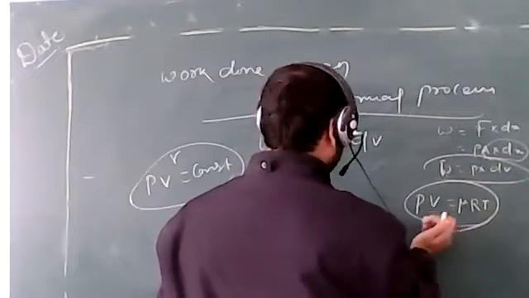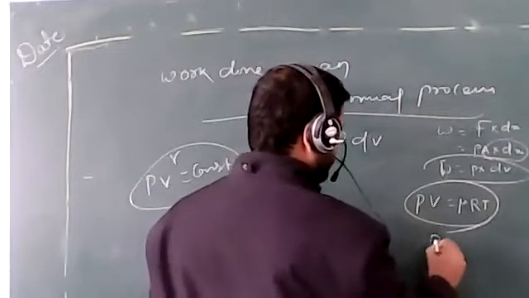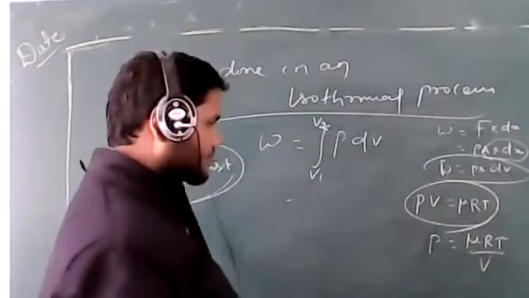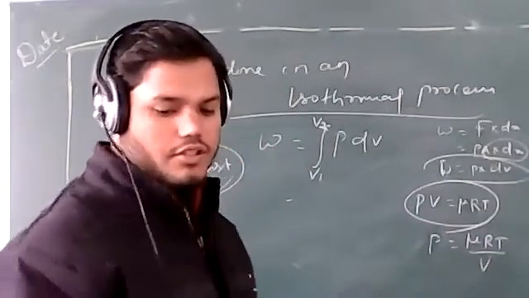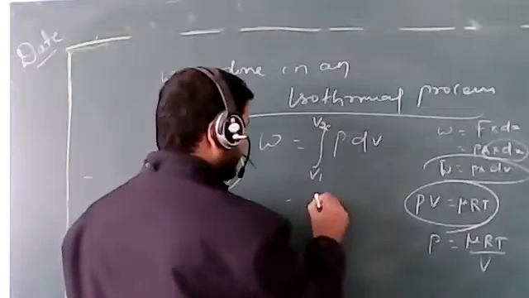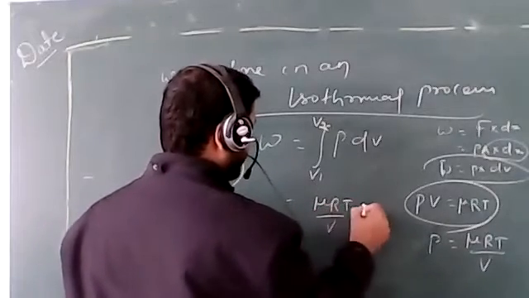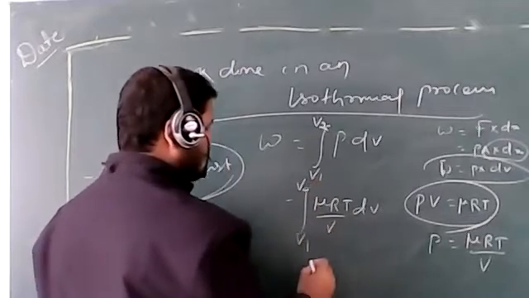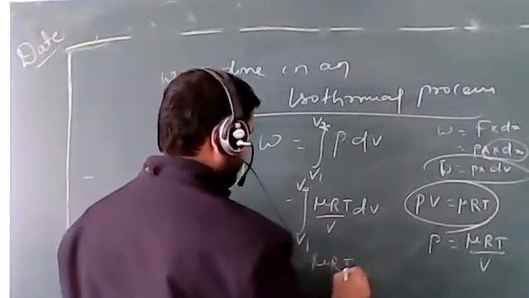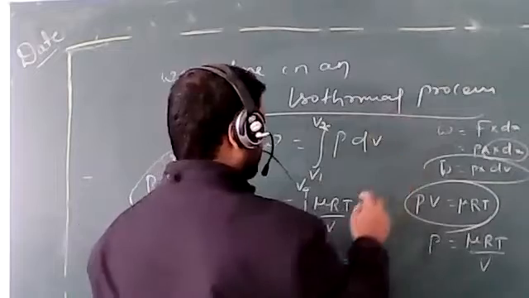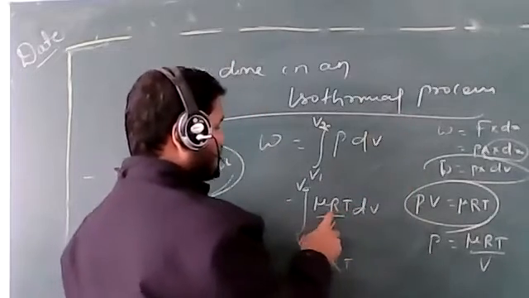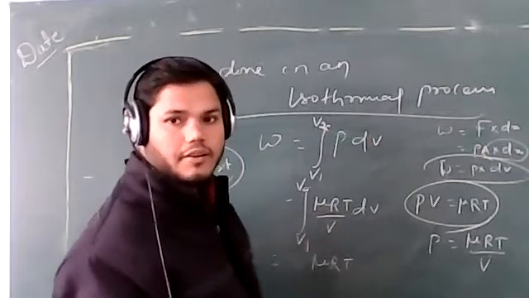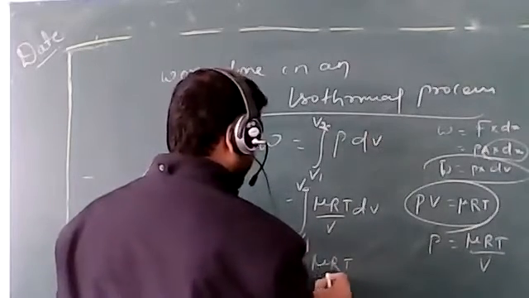If you want to find P, then P equals mu RT upon V. So in place of P, you just put mu RT upon V into dV from V1 to V2. Mu RT is a constant, so take it outside. As it is isothermal, the temperature remains constant. R is the gas constant and mu is the number of moles, so mu RT will be constant.